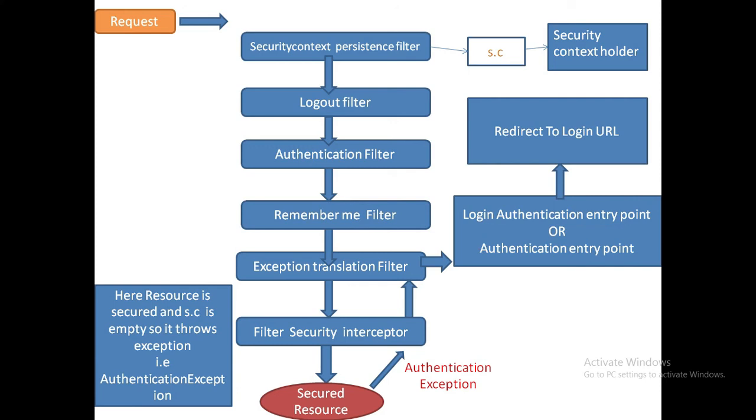or authentication entry point, whatever we have specified for the particular exception, that will be called, and from this we are redirecting to the login URL. So that is the flow when we are trying to access the secured resource prior to login. Hope so guys you are clear with this flow.